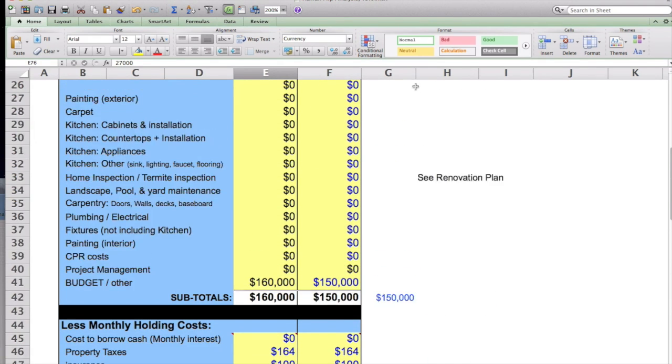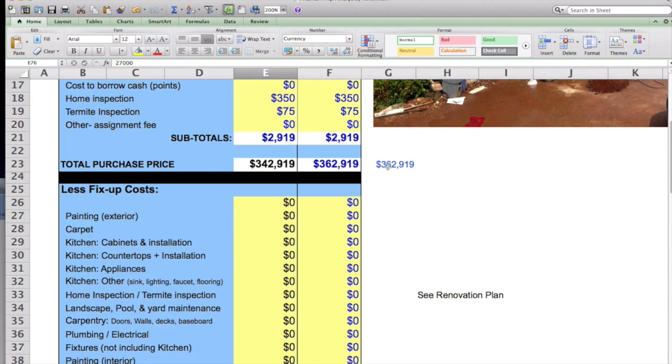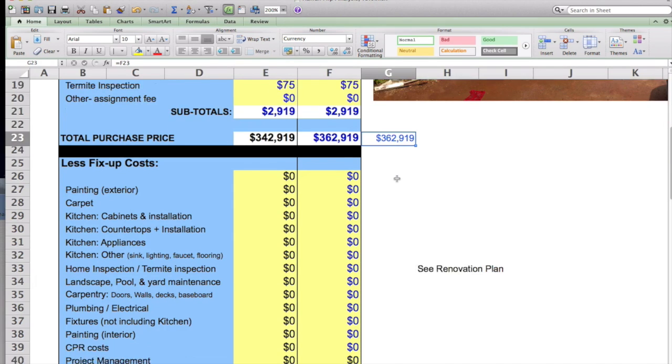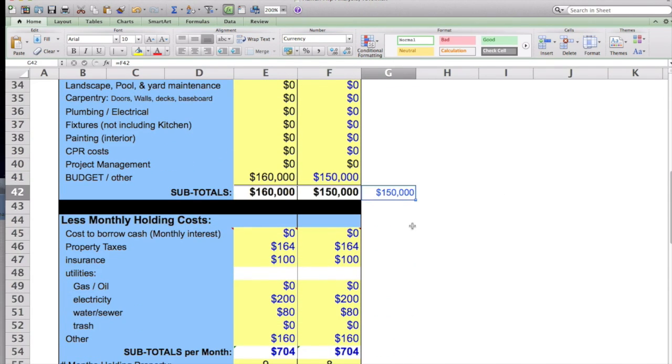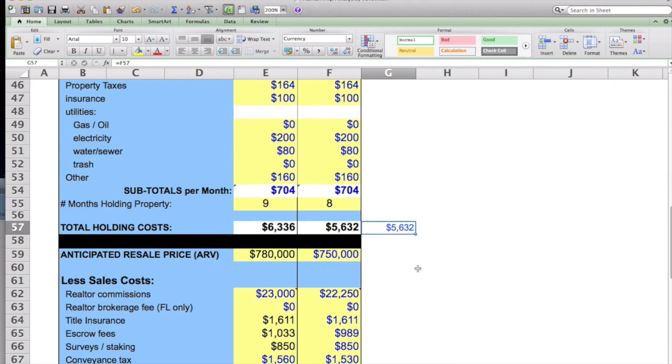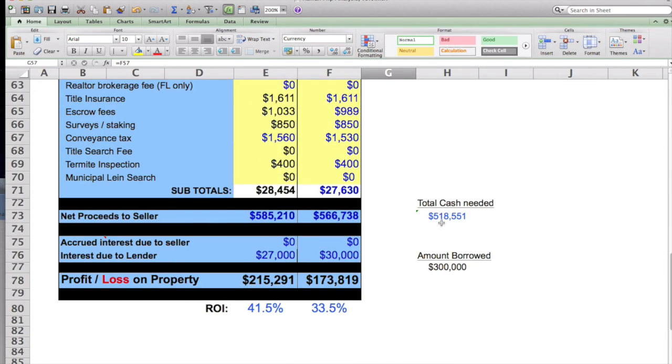So I want to show you something over here on the side. Notice in column G, all the way down the spreadsheet, you see this number here. It's running your running totals, the total cash in the deal that's required to do the deal. This is the total cash required, and it's tallied up right here. This is the cash we need to do the deal. And then here we'll write in the amount borrowed. How much are we actually going to borrow? The rest would be our own cash. In this particular case, I borrowed $300,000 from one of my lenders.